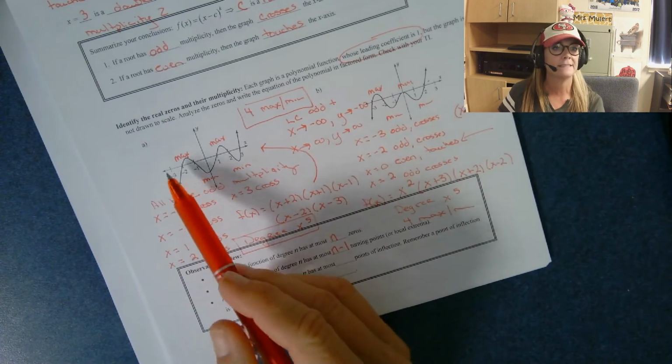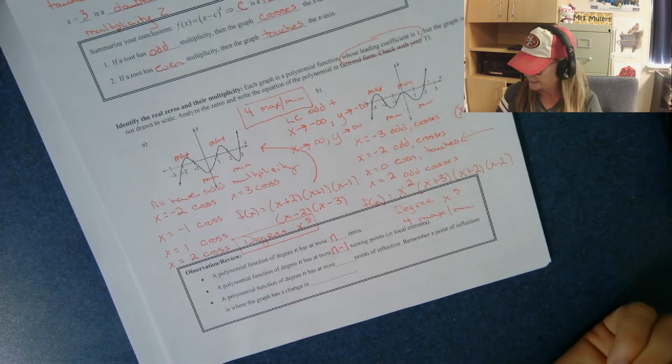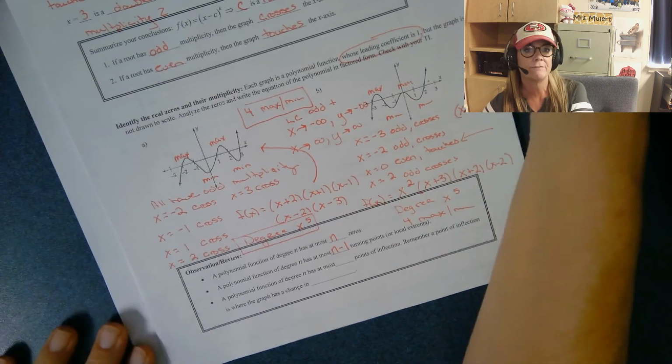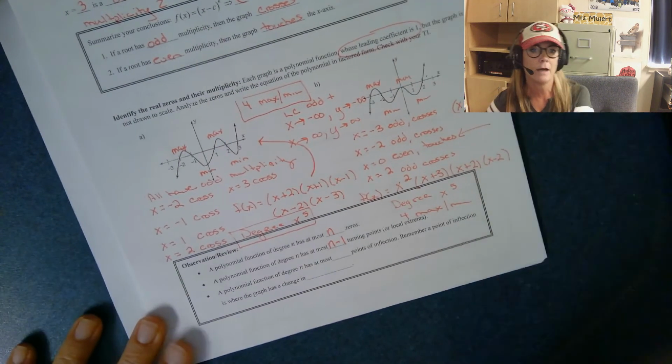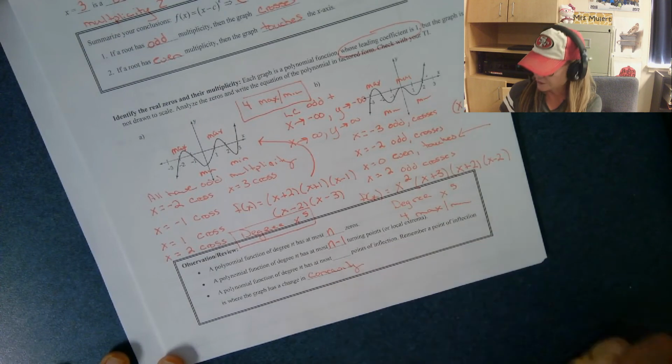So you can see that consistency here, down to the left, up to the right, down to the left, up to the right, all matching with what we did yesterday. Okay, points of inflection. Remember, points of inflection are where concavity changes, where there's a change in concavity.